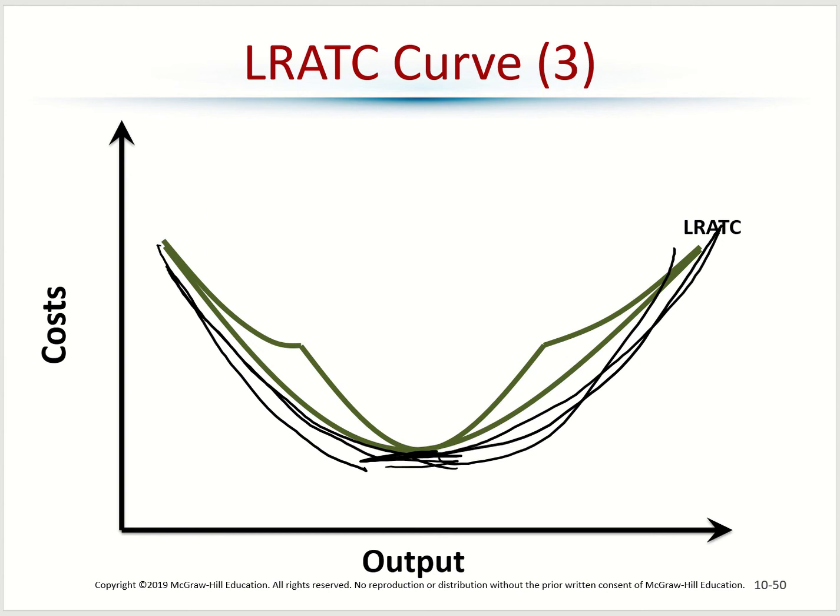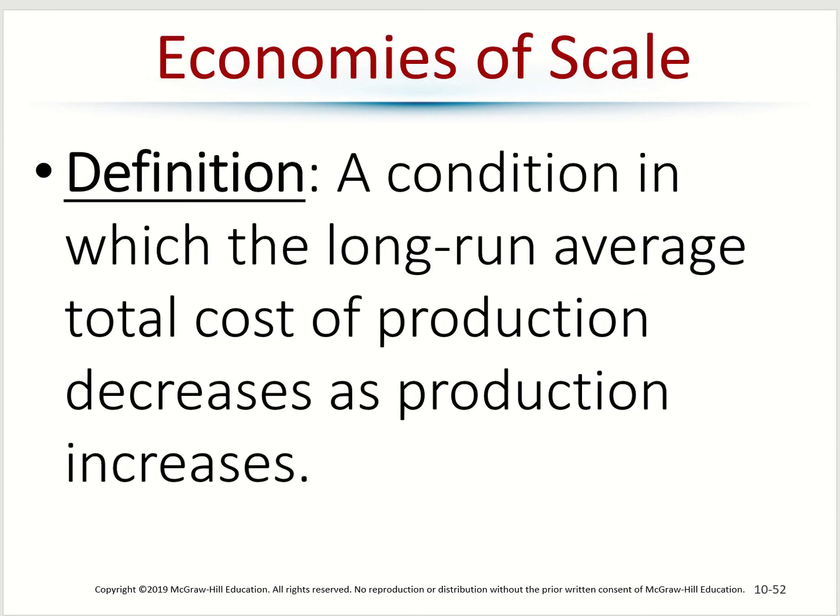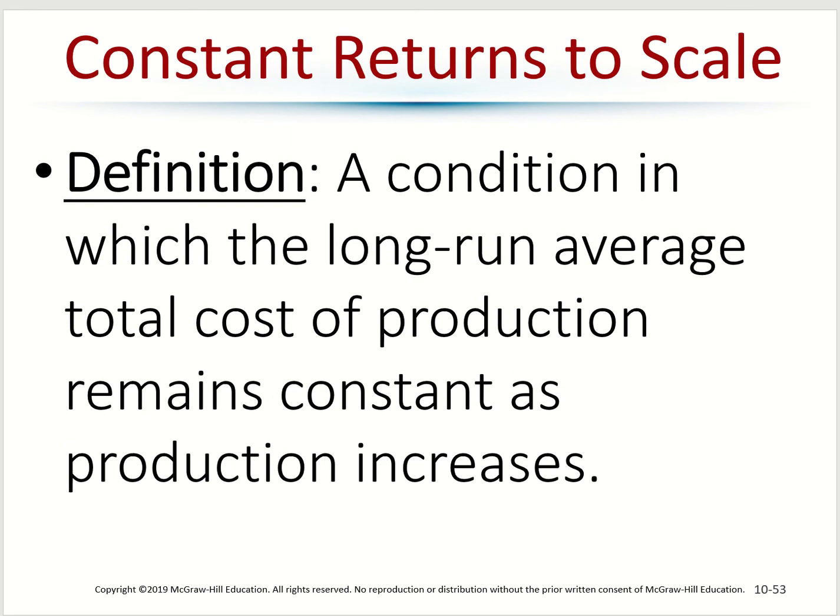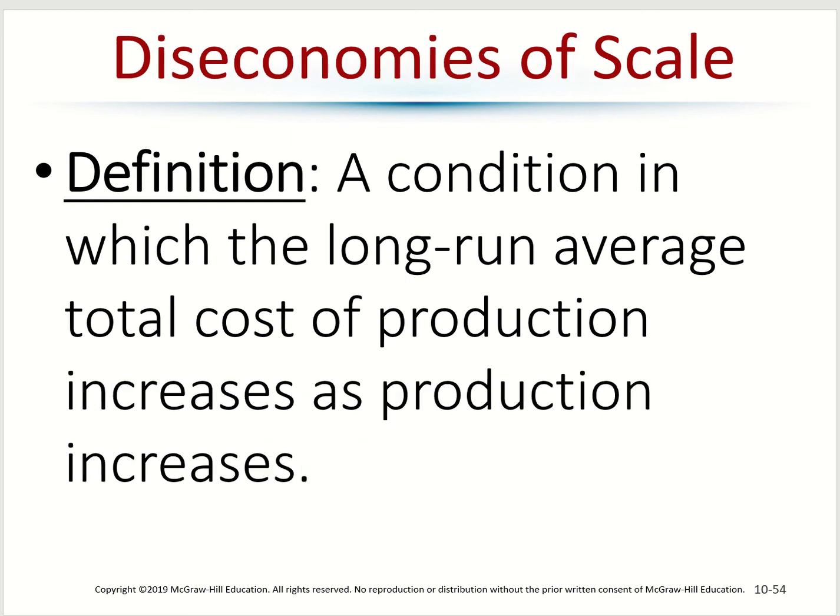For this, we have some new terms. First is called economy of scale. Economy of scale means that as you produce more goods, your average total cost goes down. So it becomes cheaper to produce those goods. That's called economy of scale. The next one is called constant return to scale. Constant return to scale means no matter how much you produce, your average total cost will stay the same. And the last one is called diseconomy of scale. It just means the company is becoming too big. The more stuff you produce, the higher the average total cost you'll pay. That's called diseconomy of scale.